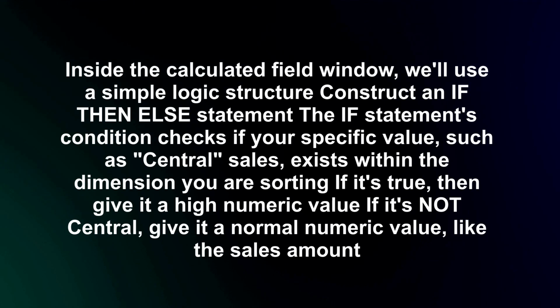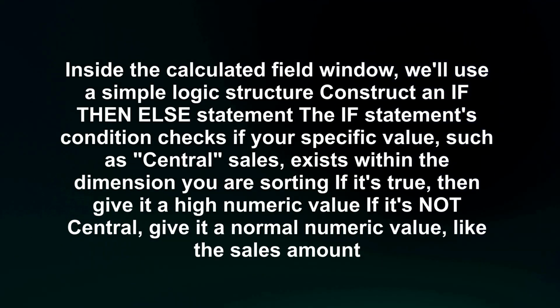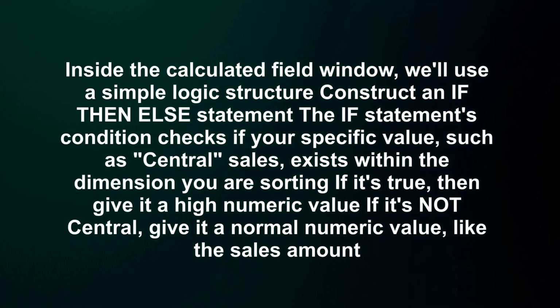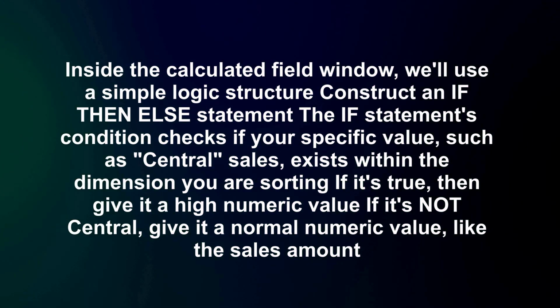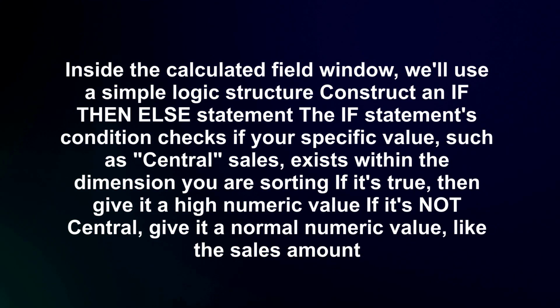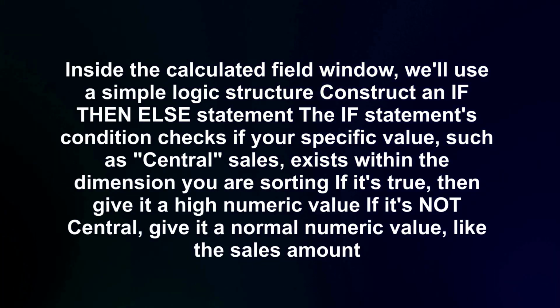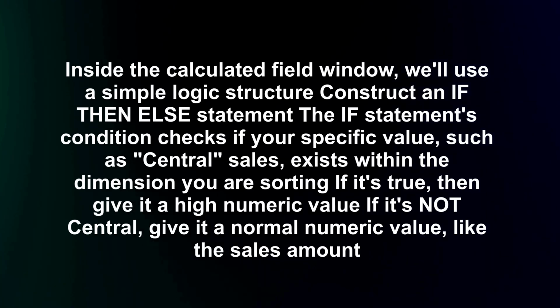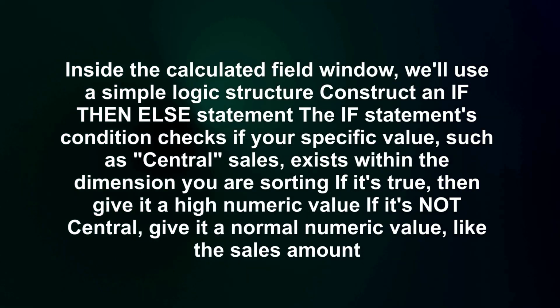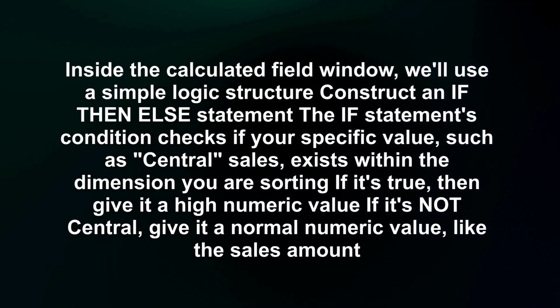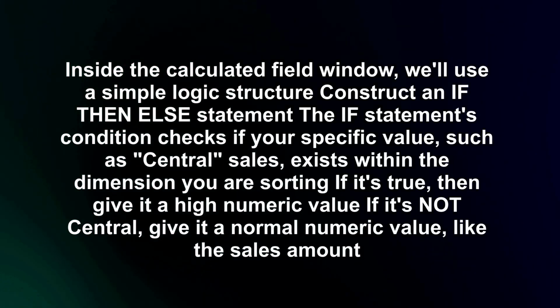Inside the calculated field window, we'll use a simple logic structure: construct an if-then-else statement. The if statement's condition checks if your specific value, such as Central sales, exists within the dimension you are sorting. If it's true, then give it a high numeric value. If it's not Central, give it a normal numeric value, like the sales amount.